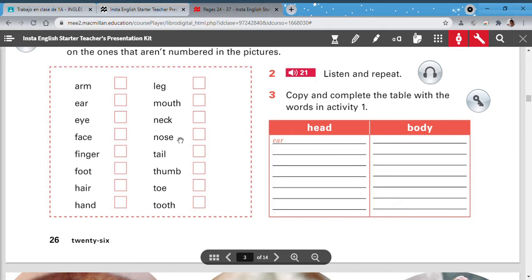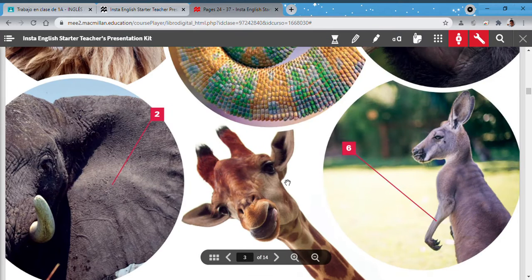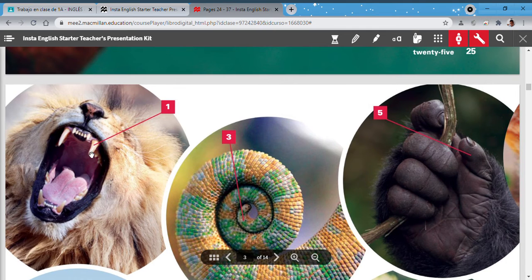Nose, when you sneeze, achoo, achoo. On your head. Tail, on your body. Thumb, on your body. Toe, on your body. And tooth, on your body? No, on your head. Tooth, okay, like the lion.